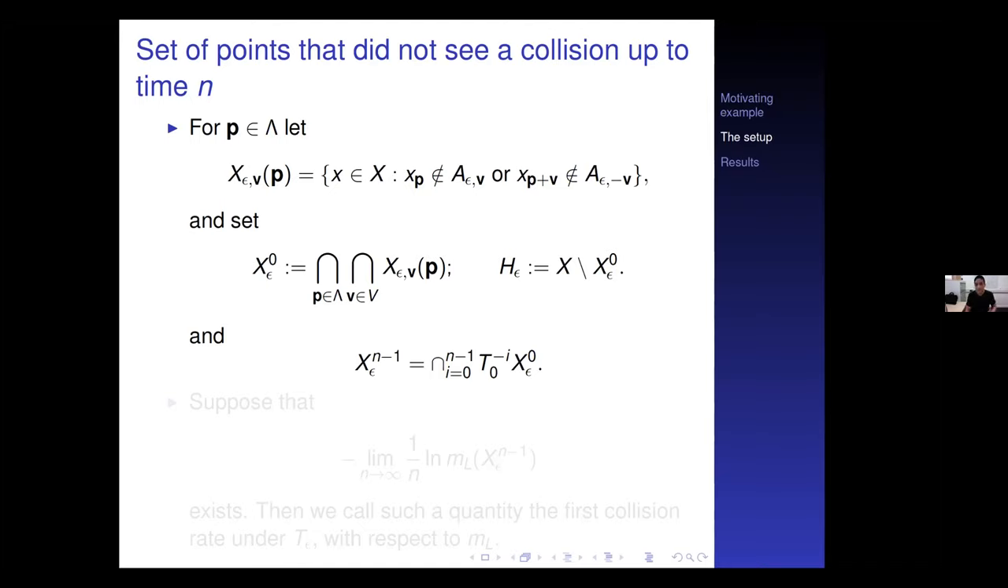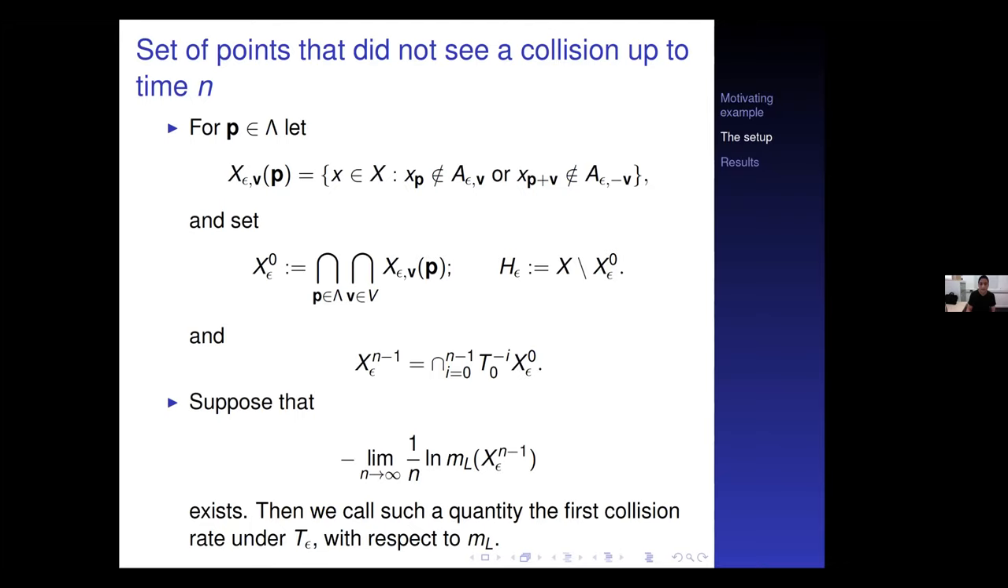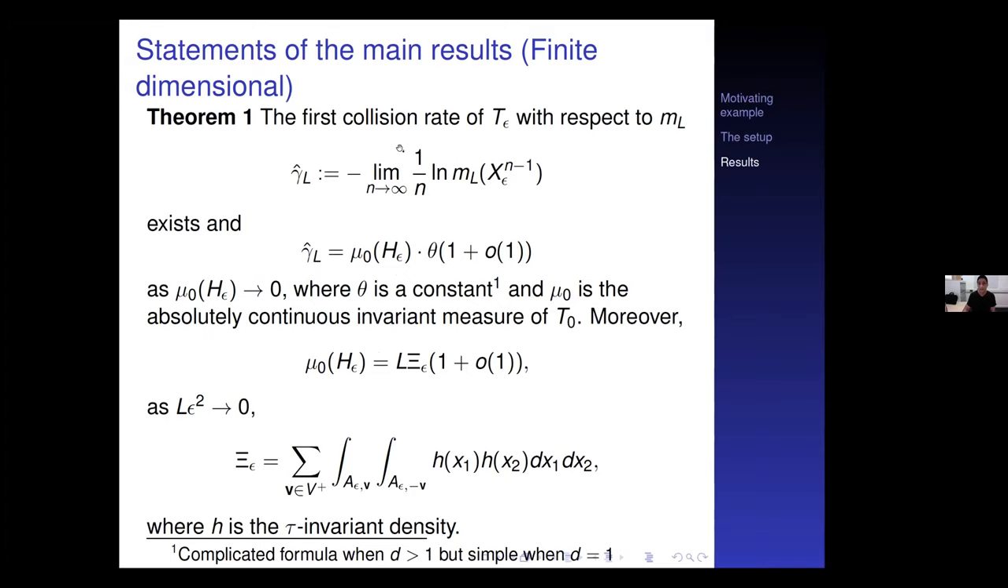And I'm going to introduce the following definition, which is again motivated by the definition of escape rates. Suppose that the following limit exists, and I'm defining this directly with respect to Lebesgue measure. Then I call such a quantity the first collision rate under T epsilon with respect to Lebesgue measure. And what do we prove? We prove that this limit exists, and in fact it has the following first order approximation. It is equal to mu zero of H epsilon times this constant theta, which I'm going to illustrate at the end of the talk, times one plus little o of one.